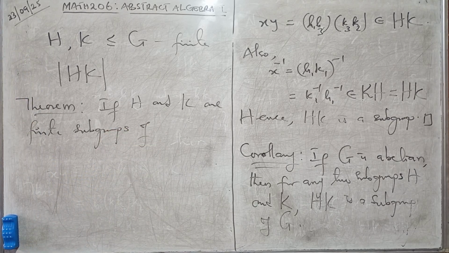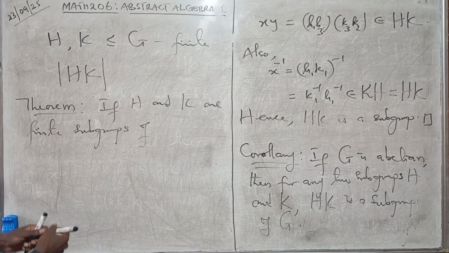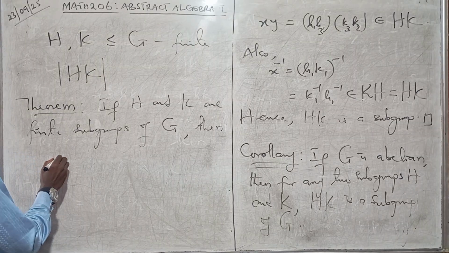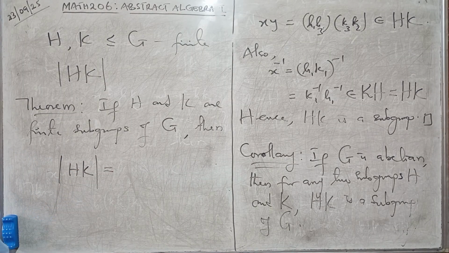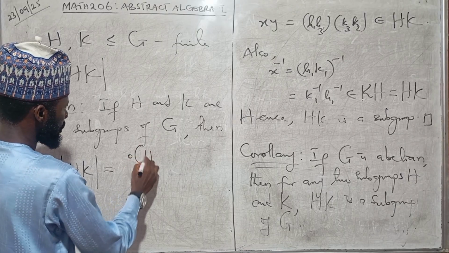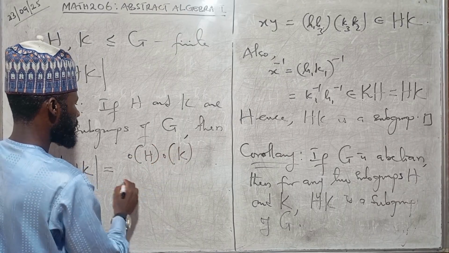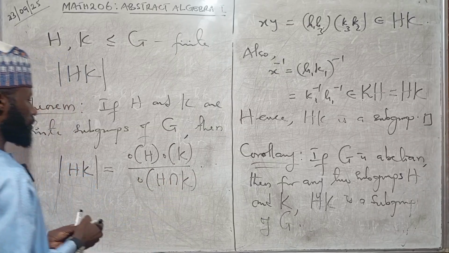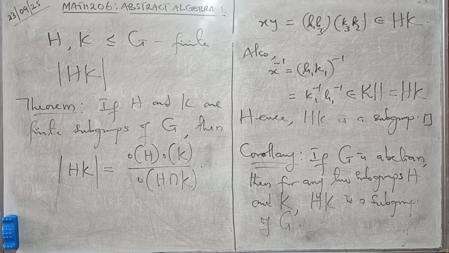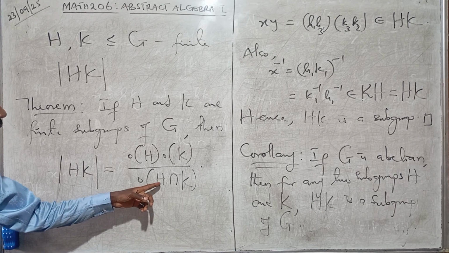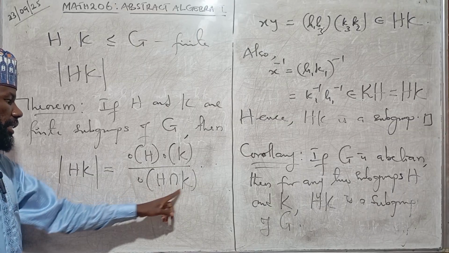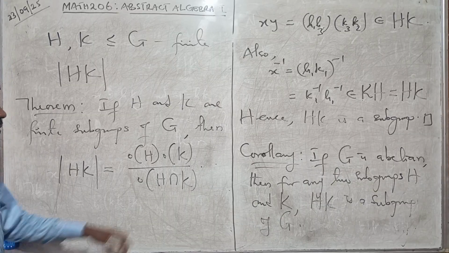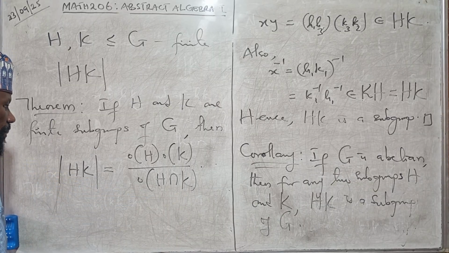G doesn't have to be finite, it can be infinite, so long as the subgroups are finite. So if H and K are finite subgroups of a group G, then the number of elements in HK will be equal to the order of H times the order of K divided by the order of H intersection K. You can still recall that the intersection of two subgroups is always a subgroup, so you can speak of the order of the intersection.